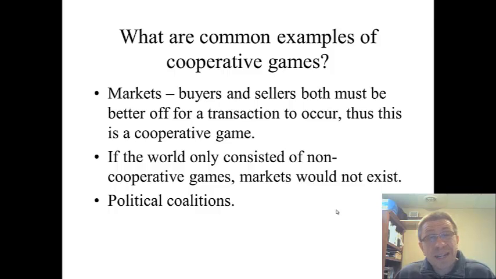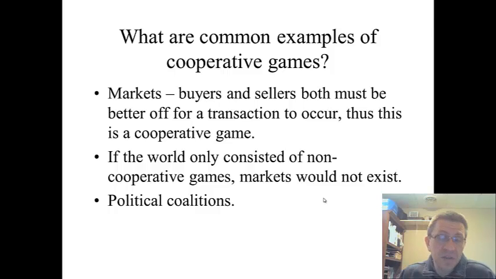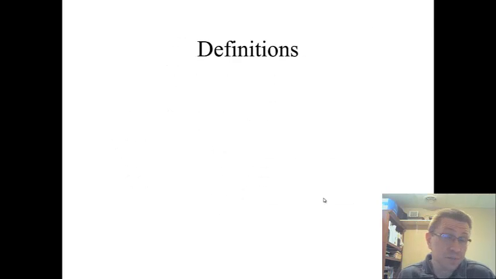If everything was only non-cooperative, markets wouldn't exist. The idea that anything has a fixed value only, like one correct value, if that were the case, markets wouldn't happen, right? If a donut was always worth just 80 cents, always, to everybody, well, there'd be no reason to buy a donut, right? Because you could pay 80 cents for it because that's all Dunkin' Donuts would accept, but you're no better off, they're no better off, no trade occurs. Political coalitions is another example where we'll see cooperative games occurring, or coalitions in general.